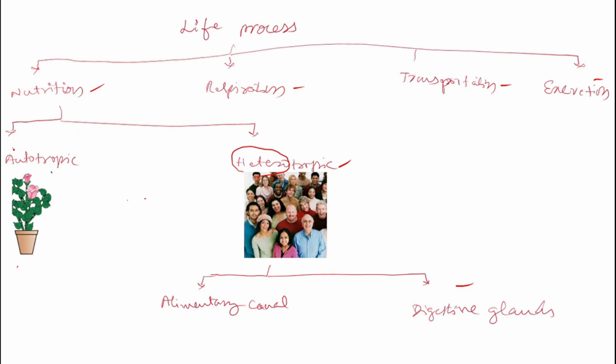Autotrophs: auto means self. Trophic means preparation. Hetero means depending on others. They are not preparing food; they are depending on autotrophs. Autotrophs prepare their own food, but heterotrophs depend on autotrophs. This is the meaning. So nutrition means it obtains nutrients from the environment.